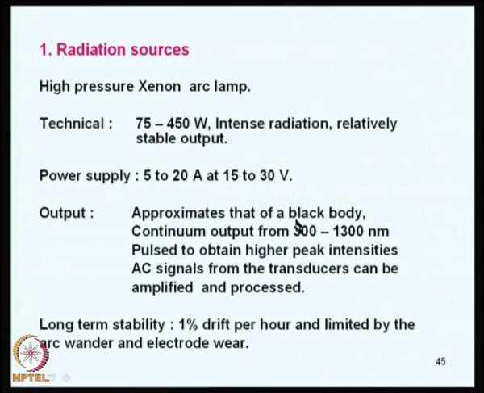Now, the output approximates that of a black body radiation. Now, this black body radiation is essentially a continuum radiation with an output from 300 to 1300 nanometers, and it is pulsed to obtain higher peak intensities. AC signals from the transducers also can be amplified and processed. So, the most preferred one is the high pressure xenon arc lamp, and if you do not require that accuracy, then you can go for a xenon flash lamp.